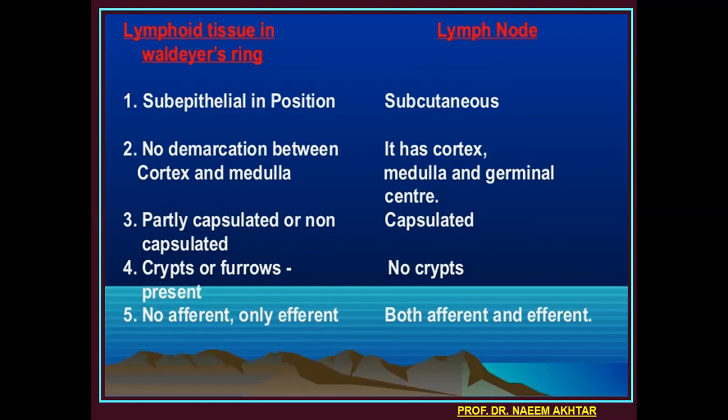Crypts or furrows are present in lymphoid tissue in the Waldeyer's ring, whereas no crypts or furrows are seen in the lymph node. The lymphoid tissue in the Waldeyer's ring has only efferent vessels. There are no afferent vessels at all. But in the case of a lymph node, both afferent and efferent vessels are seen.